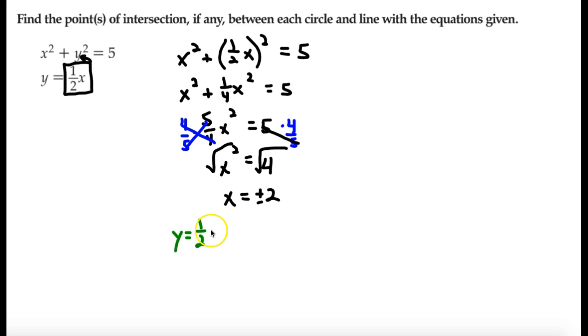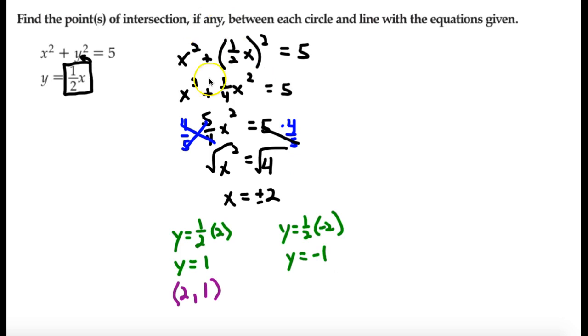If I plug positive 2 in, I'll have 1/2 times positive 2. So 1/2 times positive 2 is 1. So one of my answers is the point 2, 1. Okay, positive 2 for x, and then I get positive 1 for y. Now, if I plug in negative 2, I'll have y equals 1/2 times negative 2, and 1/2 times negative 2 is negative 1. So my other coordinate point is going to be negative 2, negative 1.